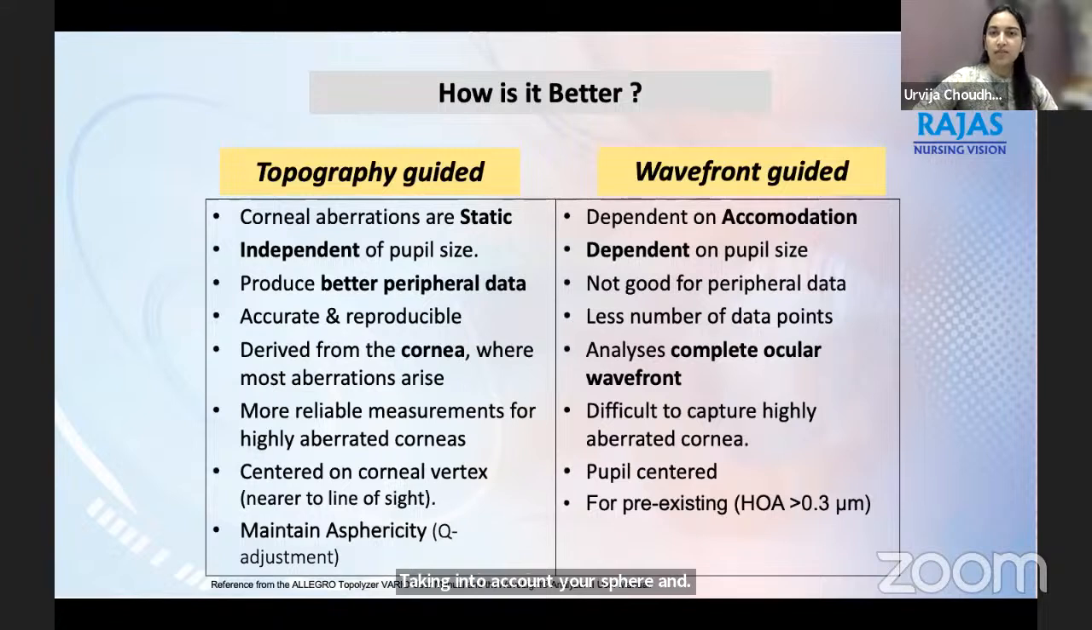So it was better than wavefront guided in the sense that the corneal aberrations are usually static. They don't change with accommodation. They don't change with your tear film. They don't change with age so much. They're independent of the pupil size. In topography guided, you're able to better get the peripheral data, because again, it's not pupil dependent. It's more accurate, more reproducible, and you are treating the corneal aberrations on the cornea, unlike in the wavefront guided treatments.